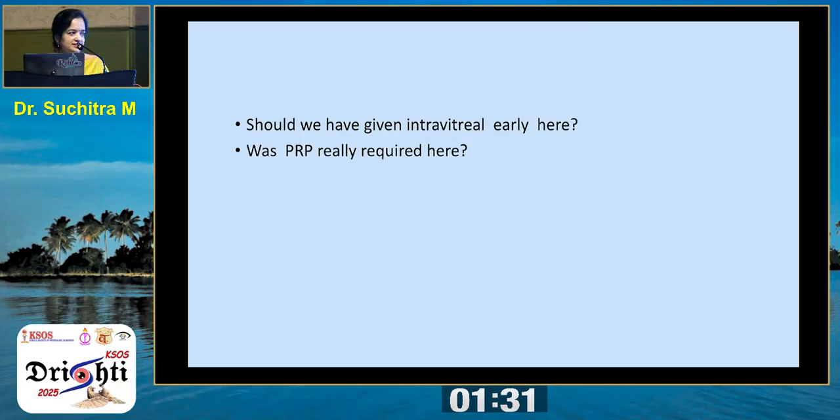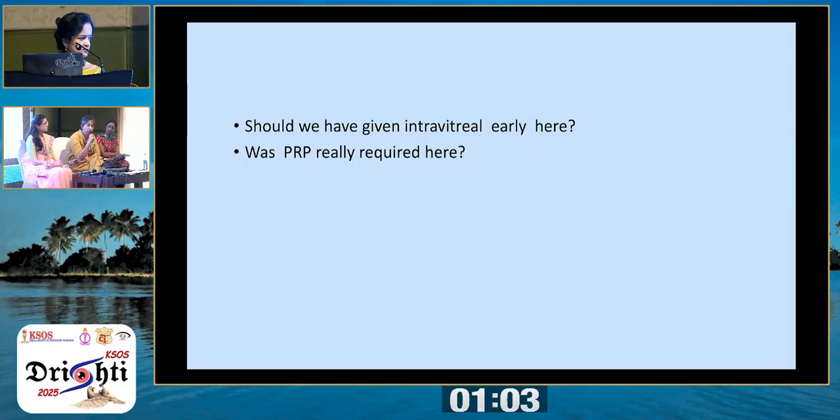So I just want to discuss here, should we have given intravitreal therapy earlier, or was PRP really required, or were we overtreating? I don't think PRP was indicated, because neovascularization in the background of uveitis can be driven either by inflammation or by non-perfusion. So you need to do imaging to assess what is driving it, or whether it's a combination of the two. If inflammation is what is driving it, you need to control the inflammation. I think the best way would have been to give intravitreal Ozurdex, one shot.